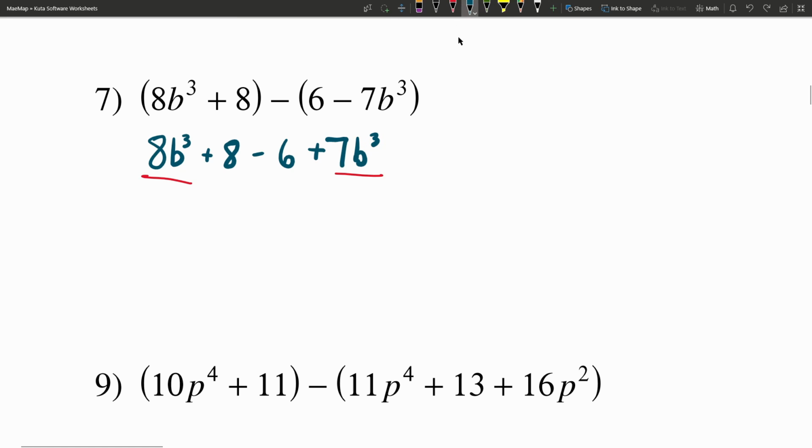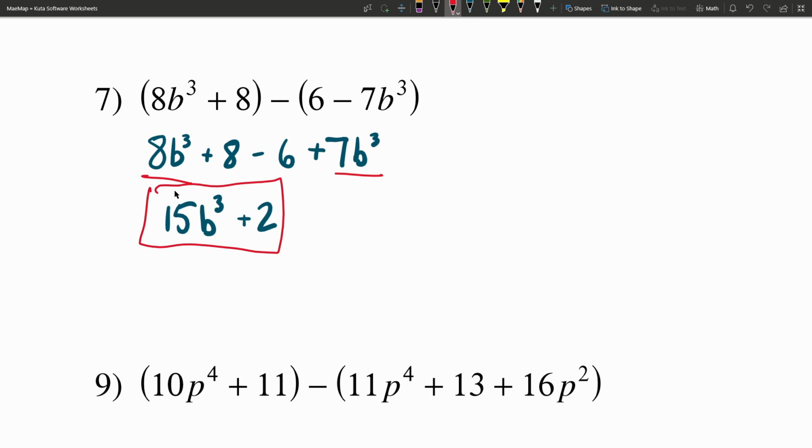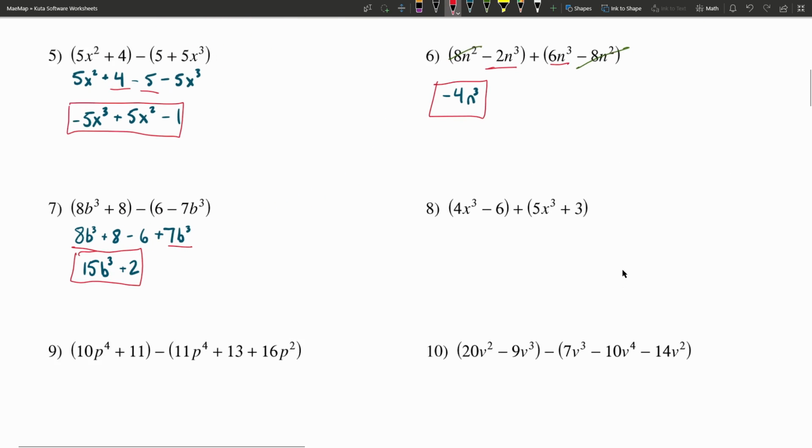So let's keep moving on. We have 8b cubed plus 7b cubed, which is going to be 15b cubed. And then we have 8 minus 6, two constants that we can combine. 8 minus 6 is a positive 2. So 15b cubed plus 2. Moving right along to number 8.